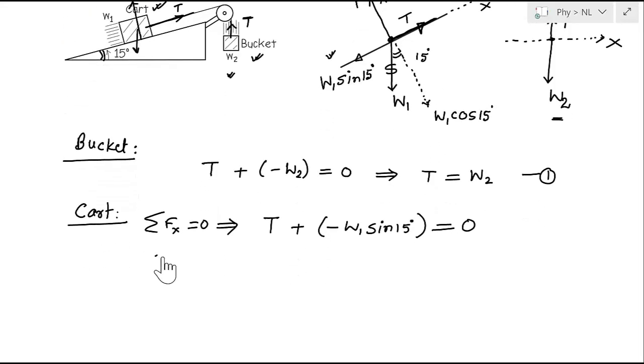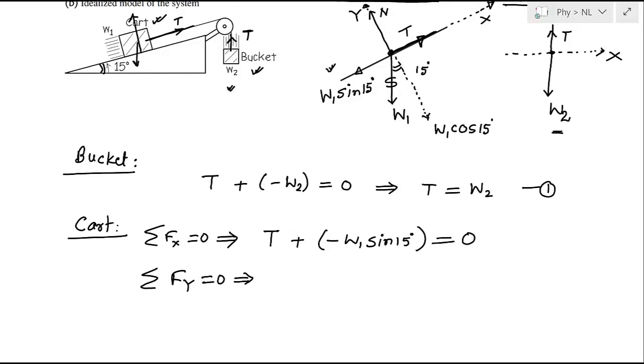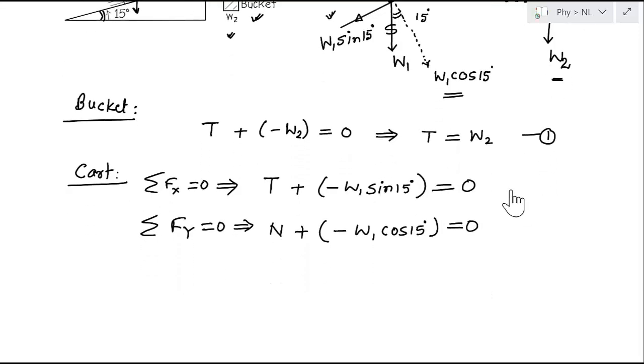Similarly, I can write another equation, that is, summation of Fy is equal to 0, and this will give me the forces along the y direction. Along the y direction we have the normal reaction N plus, and this force is along the negative y direction, that is, minus W1 cos 15 degrees. So this is equal to 0. This is my equation 2 and this is my equation 3.